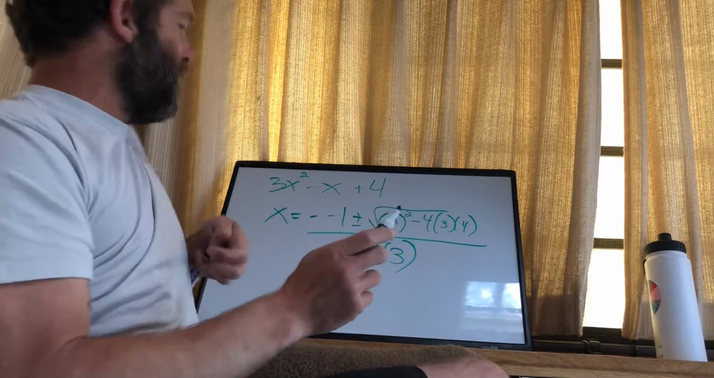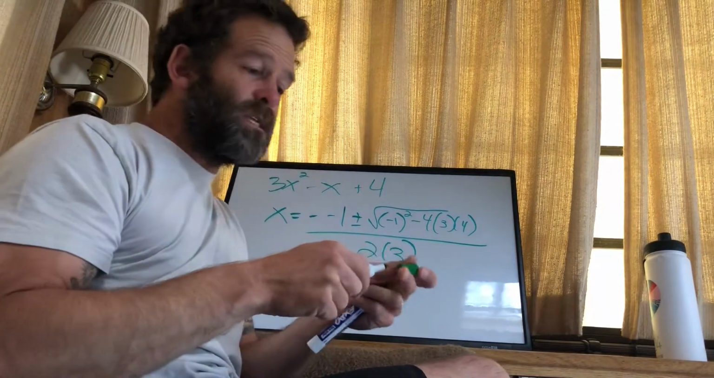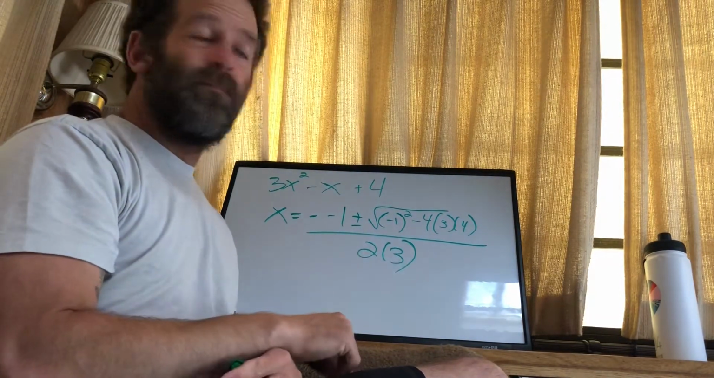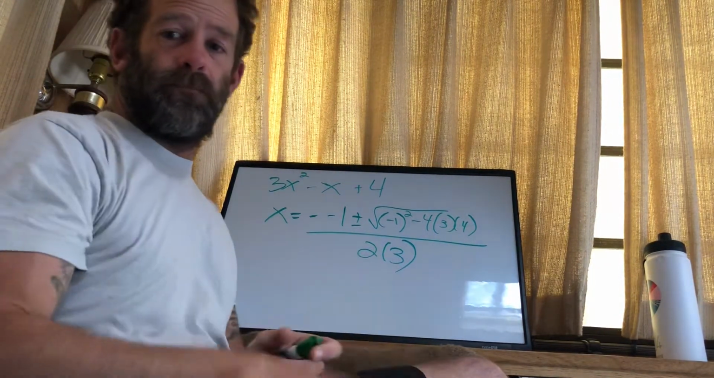I'm not going to go over this, but this is going to give you, most of the time it's going to give you two solutions. Most of the time there'll be decimal numbers, and those are your x-intercepts.